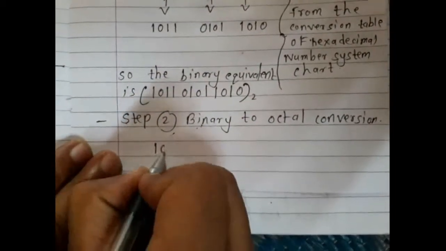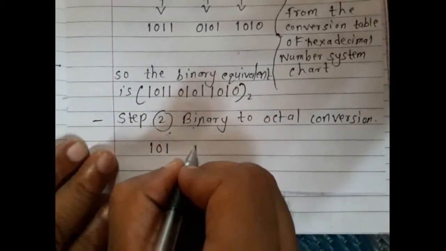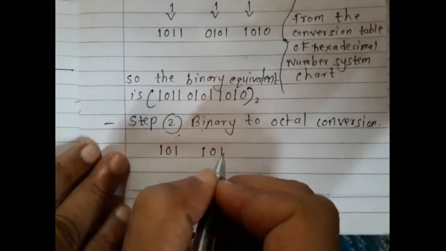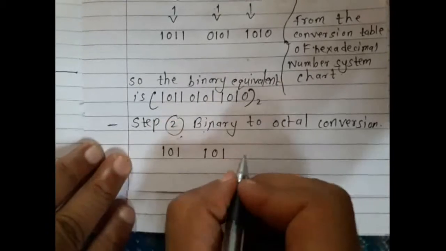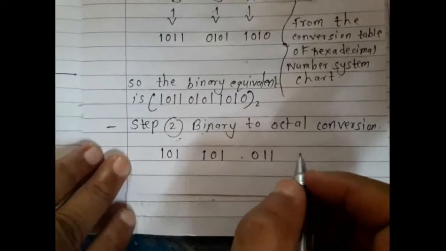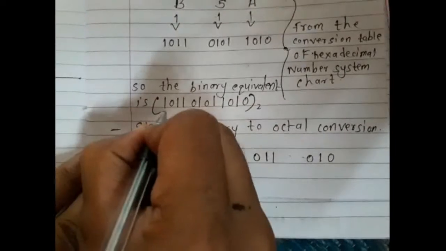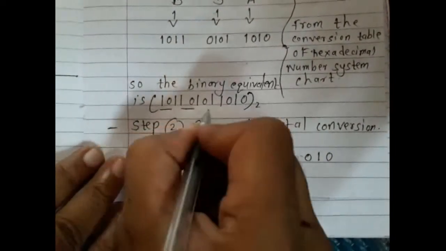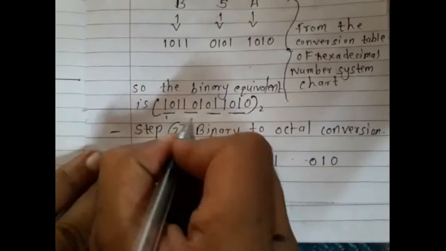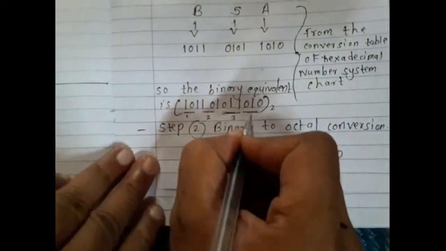So 101, first group is 101. Second is 101. Third is 011 and fourth is 010. Now see, this is first group, this is second, this is third and this is fourth. Okay, you are understanding?